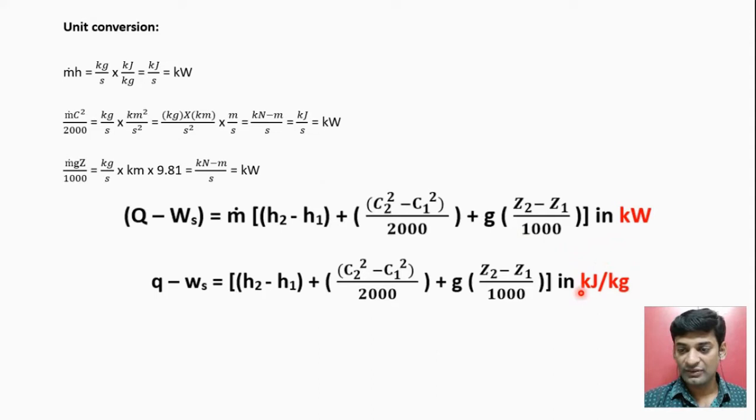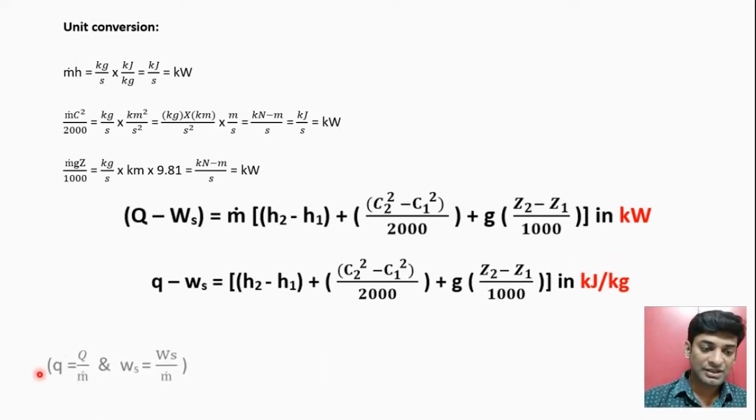So listen carefully. This is very, very important. These two things are very important while solving the problems. I have mentioned again here. Small q is nothing but capital Q divided by mass flow rate. Small w is nothing but capital W divided by mass flow rate.